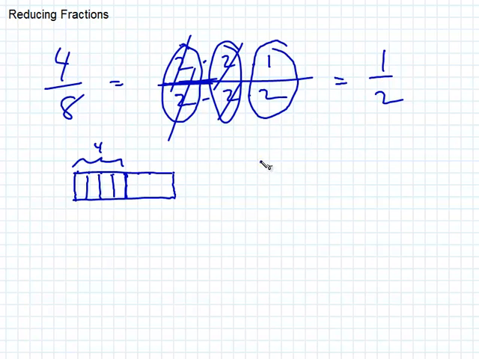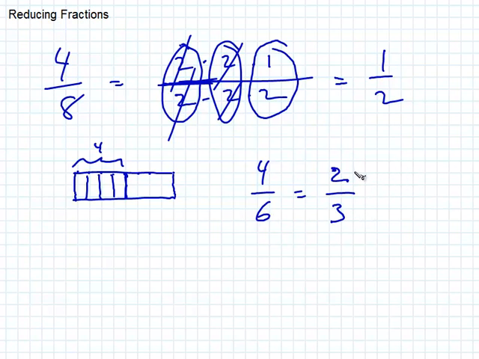How about 4/6? Well, you can either write them all out like I did before, or I can just look at it and I can say, I know there's a 2 in here. This is 2 times 2. And I know there's a 2 in here. That's a 2 times 3. So if I cancel out the 2, all I'll have left here is the other 2. If I cancel out the 2 here, what I'll have is the 3. So I could do it that way.